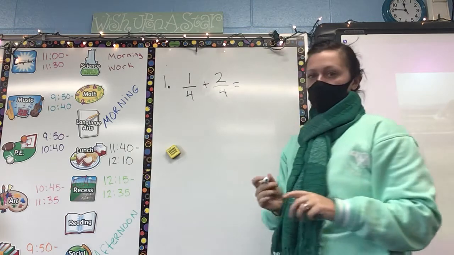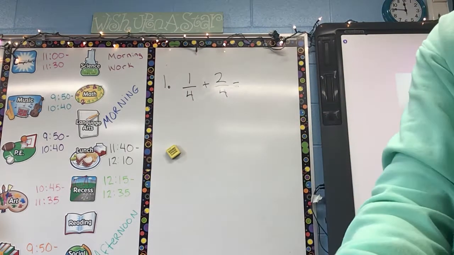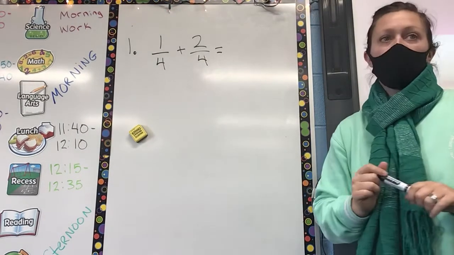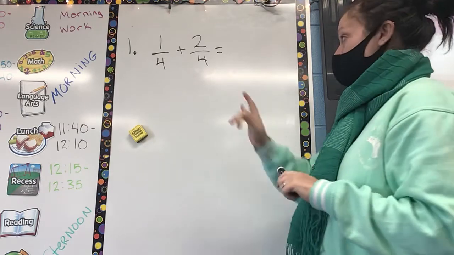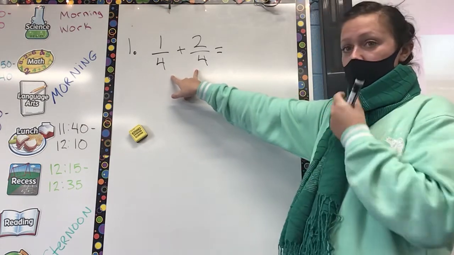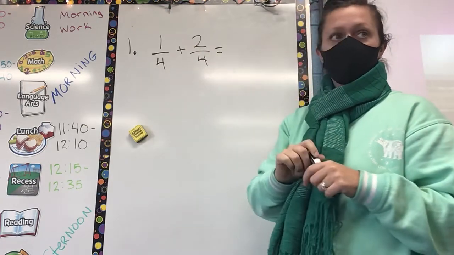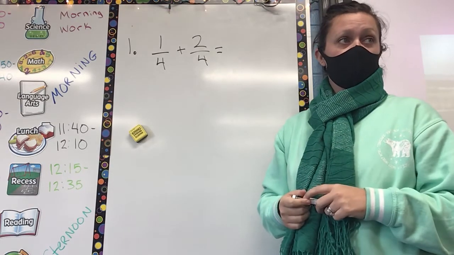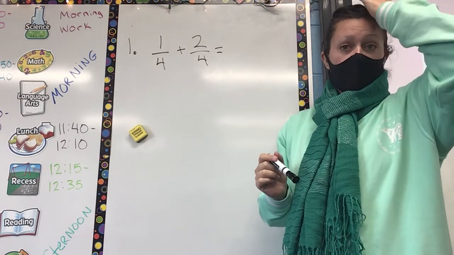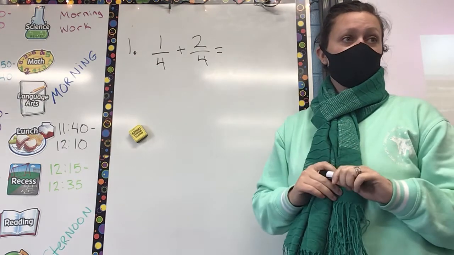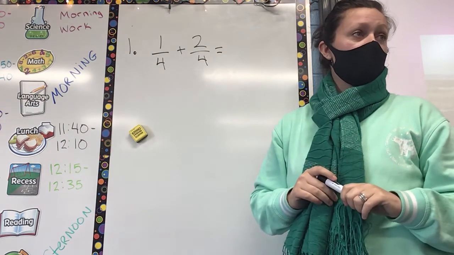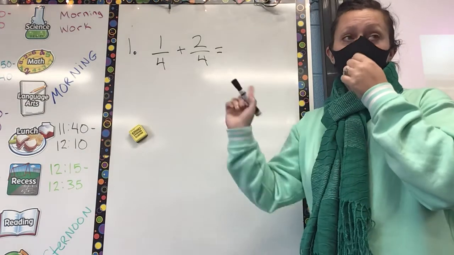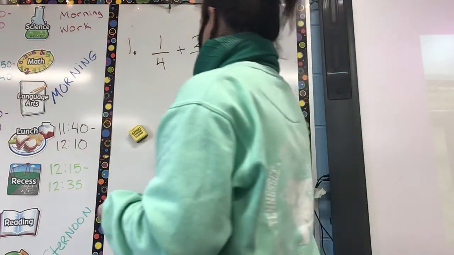So here's my math problem. Number 1, write in your math notebook. 1/4 plus 2/4. My denominators are both what? Fours. Does that mean they're like denominators? Yes, they're the same. What about my numerators? No. They are not the same, but they don't have to be. My denominators do. Now today, for adding and subtracting fractions, we are only going to look at fractions that already have like denominators.